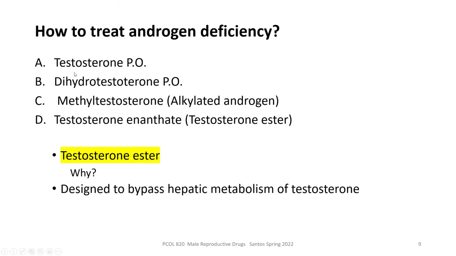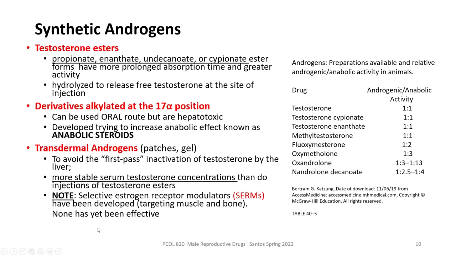Why? Because testosterone given orally will be quickly metabolized during the first pass by the liver. The same thing will happen with dihydrotestosterone given orally. And the alkylated androgen also will be easily metabolized. But testosterone enanthate, which is an ester, is a molecule that is designed exactly to bypass the hepatic metabolism of testosterone. Okay? So we're going to be using synthetic androgens.